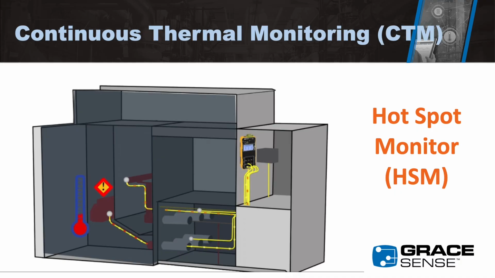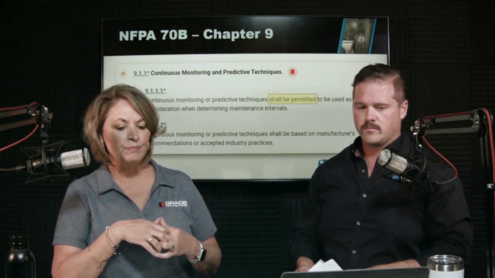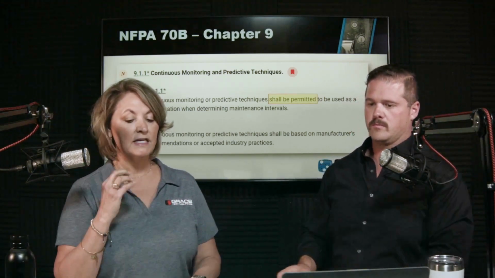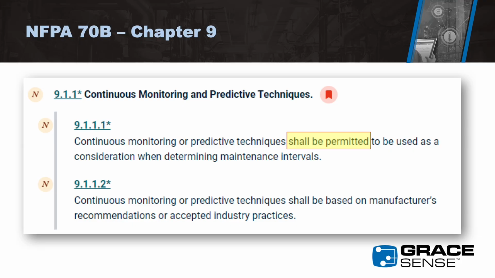So our solution for continuous thermal monitoring is called the Hot Spot Monitor product. And we're bringing this up specifically because NFPA 70B speaks to the fact that continuous monitoring or predictive techniques shall be permitted to be used now. So you don't have to be cautious about deploying a solution that will create a reduction in risk, but you just want to make sure that it aligns with this new standard.